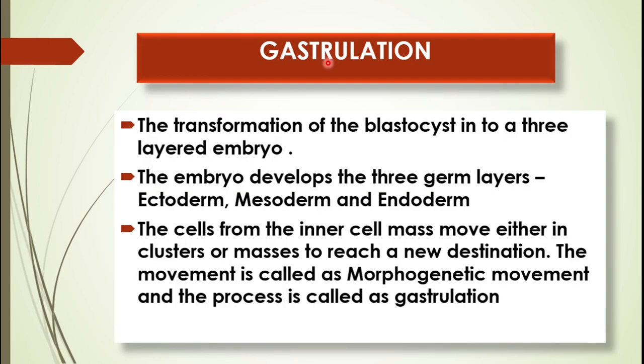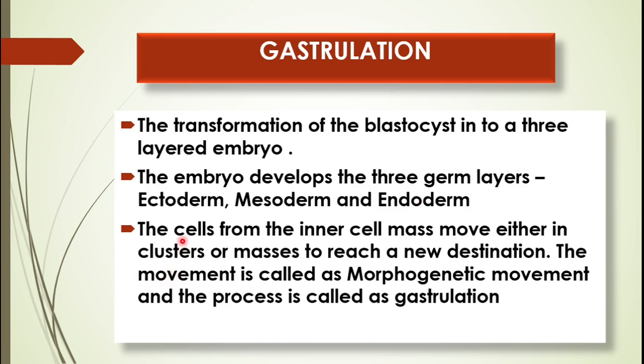Soon after blastulation, the next process is called as gastrulation. The word gastrulation means it is a transformation of the blastocyst into a three-layered embryo. The blastocyst was a hollow ball of cells, and from this hollow ball of embryo, the gastrulation stage converts it into a three-layered embryo. The three layers are typically the ectoderm, the mesoderm, and the endoderm, the three germ layers.